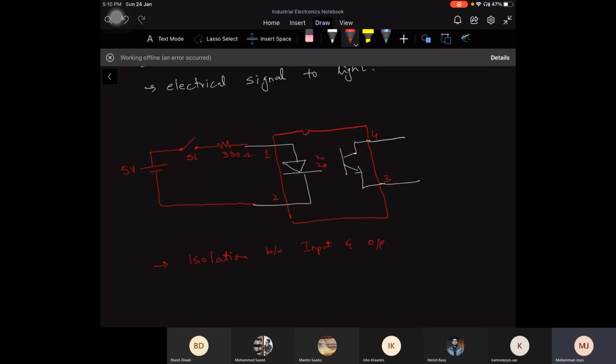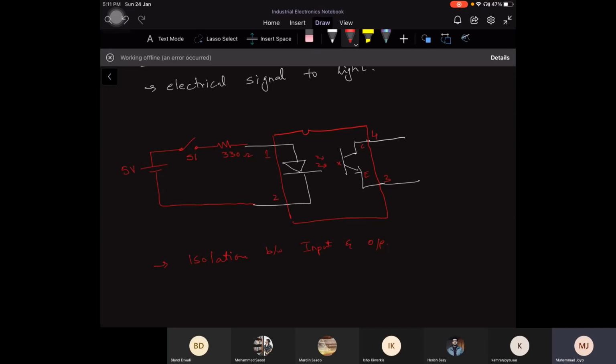At the output side, you have a transistor over here. There is no base, literally, because the base is a photodetector. In a package, you can call it a phototransistor. It detects the light and turns on the connection between the collector and emitter.